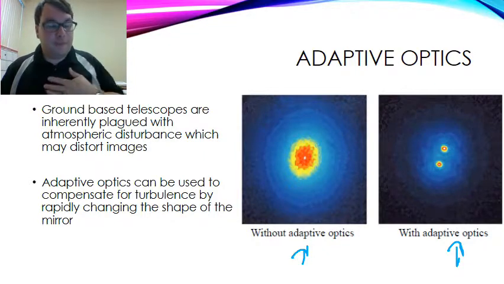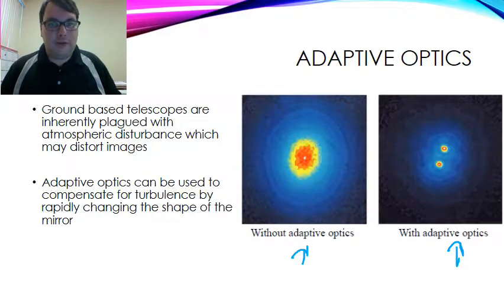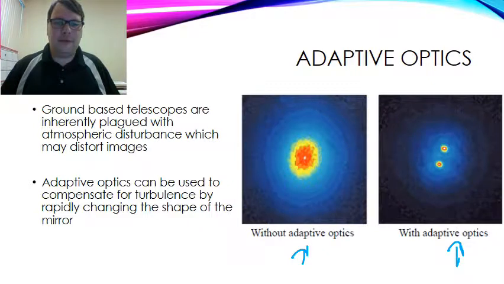Adaptive optics is very expensive, and it is something that is on professional telescopes, very large professional telescopes. It is not something that you will find on a backyard astronomer's telescope unless they have somehow invested a ton of money into the telescope.